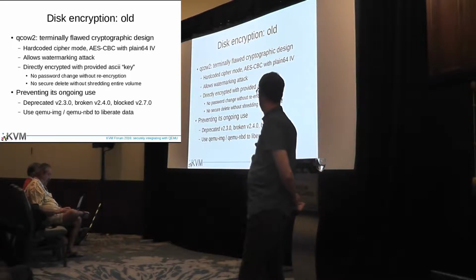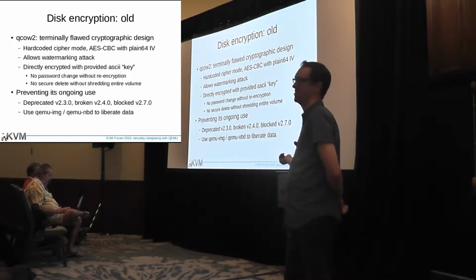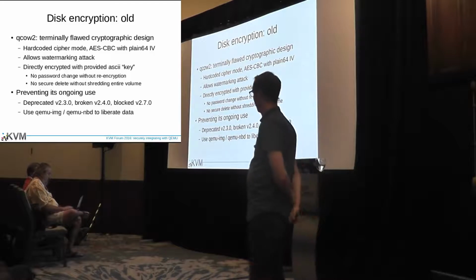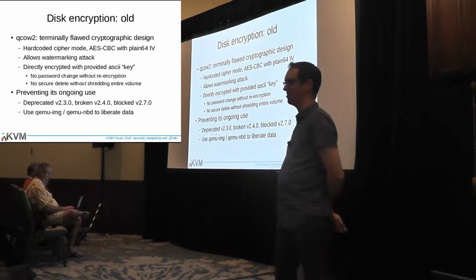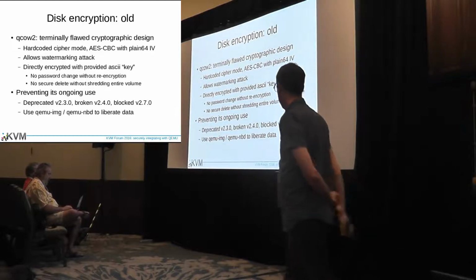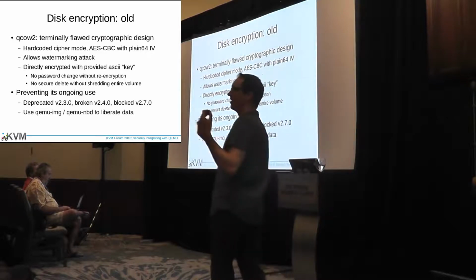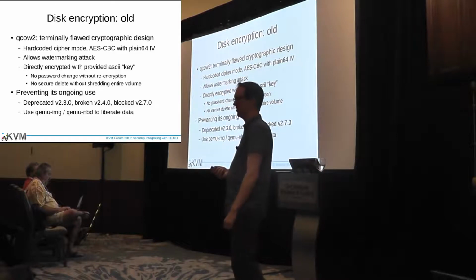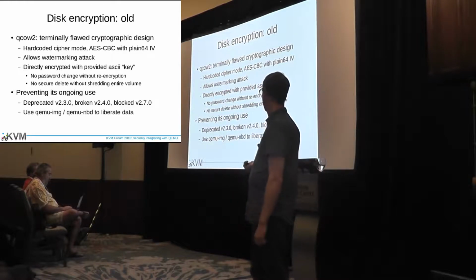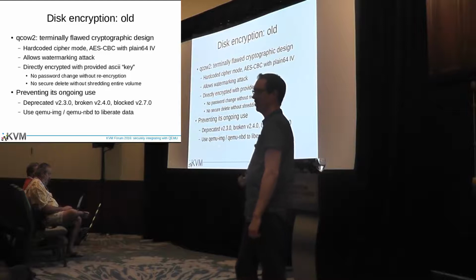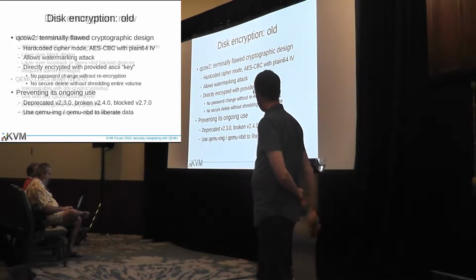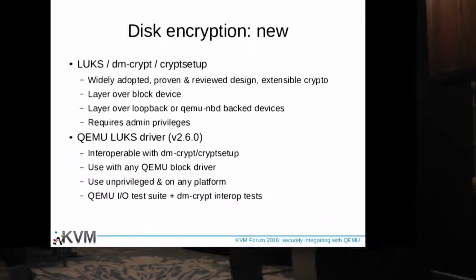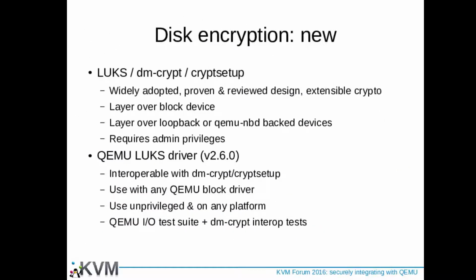So despite it being broken, we've now explicitly blocked it in the forthcoming 2.7 release. So even if you wanted to use it, you now can't use it. So in the very unlikely event you have any QCOW2 images which are encrypted, you have to use qemu-img or QEMU NBD to liberate the data into a better format. And that better format is, of course, going to be LUKS.